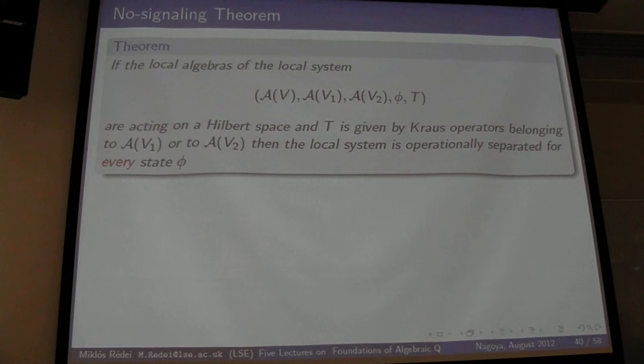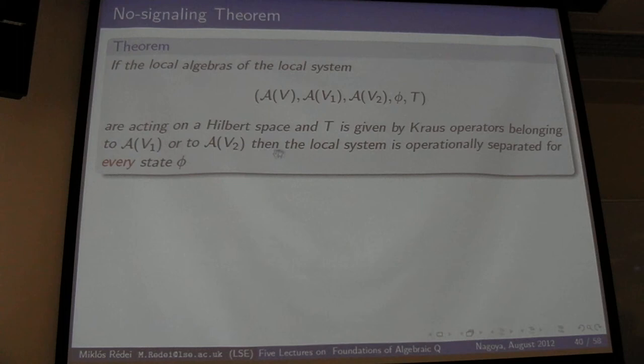Now, does this operational separatedness hold in quantum field theory? We would expect it to be the case. Well, for certain operations it does hold. You see immediately that if the operation is given by cross operators belonging to either AV1 or AV2, then the local system is operationally separated for every state.